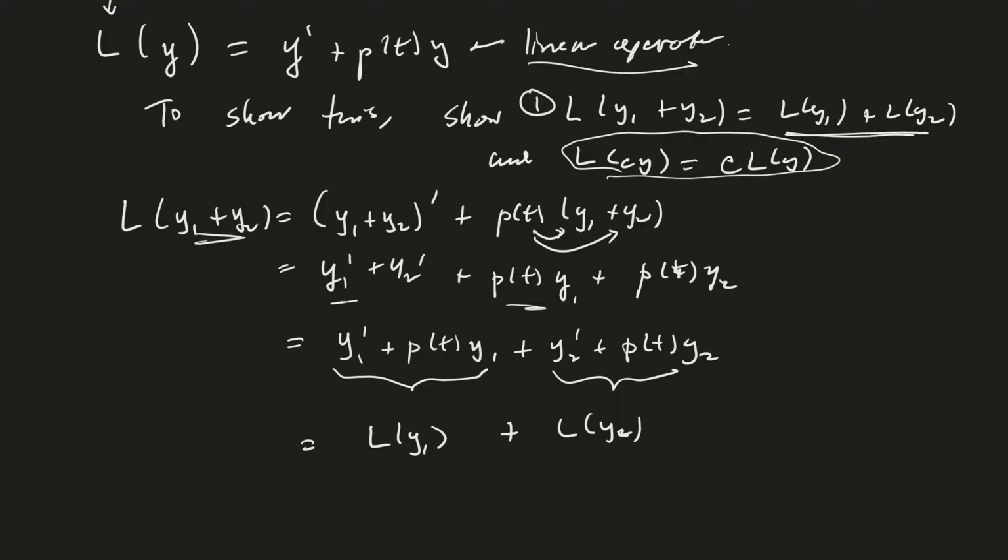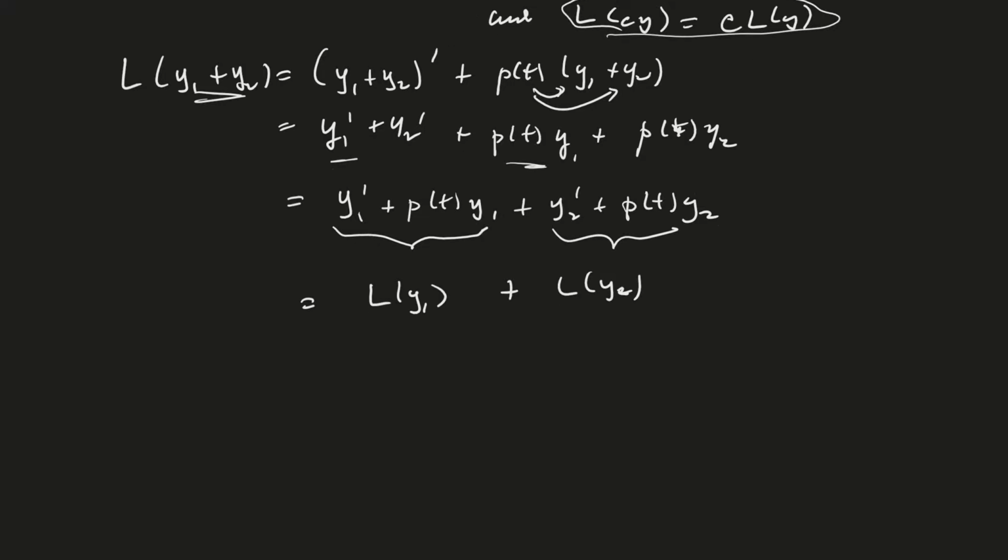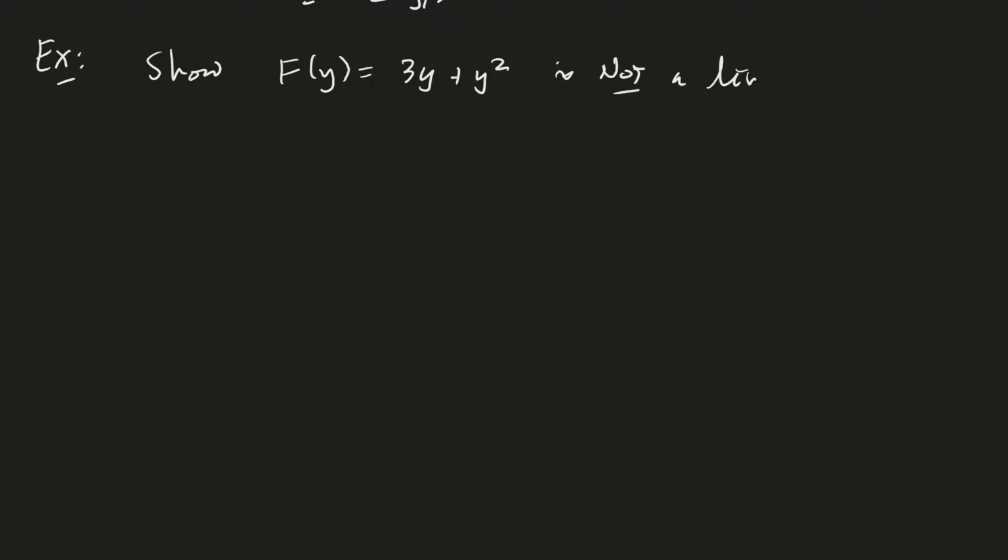I think we'll do one more example because we haven't shown that something is not a linear operator. How would you show that? So example, show that f of y equals 3y plus y squared is not a linear operator.